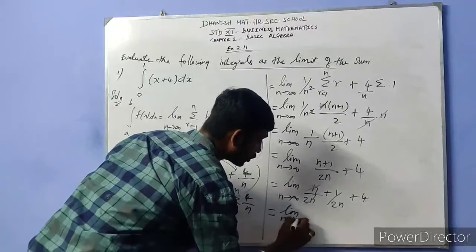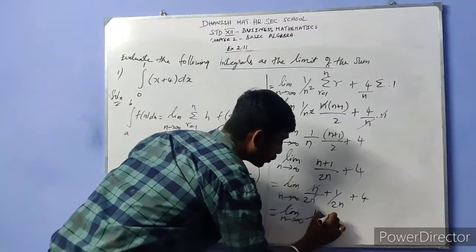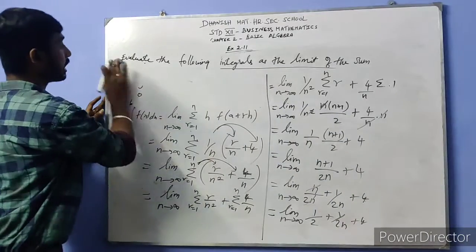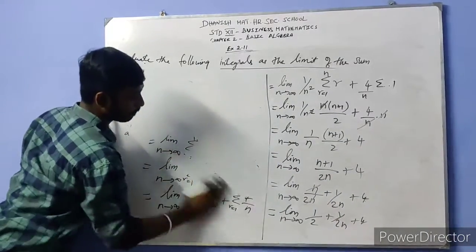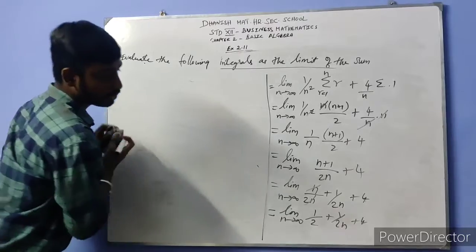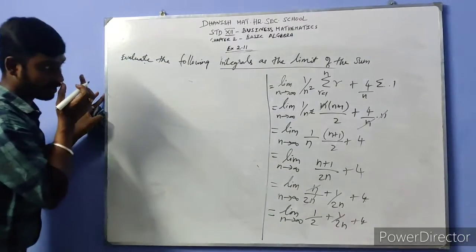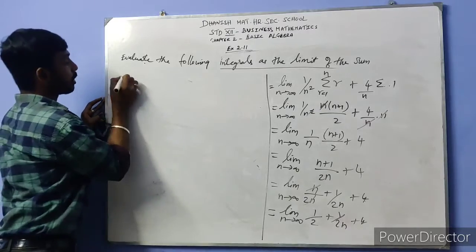Limit n tends to infinity. Here we are getting 1 by 2 plus 1 by 2n plus 4. Then we are going to substitute this limit value. What is the limit value? n tends to infinity. Now we are going to substitute the limit value here. What is the remaining value?